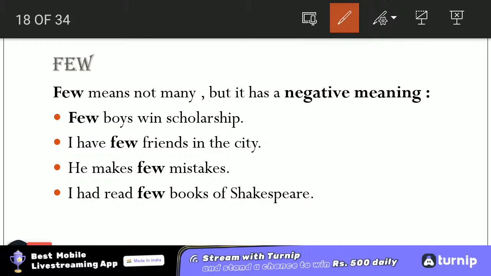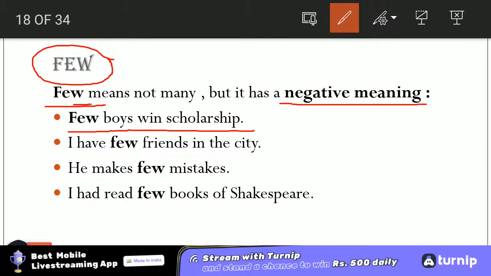So few basically denotes what? Few denotes the number of persons or things. So few कब use होता है? Few means not many. जैसे little का negative meaning था, ऐसे ही few का भी negative meaning है. Exactly little की तरह है, बस little quantity के साथ use होता है और few things or persons के साथ. So if you're talking about the very first example, few boys win scholarship because the boys are countable, and for countable things we will be using few.